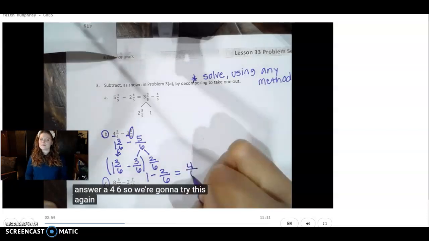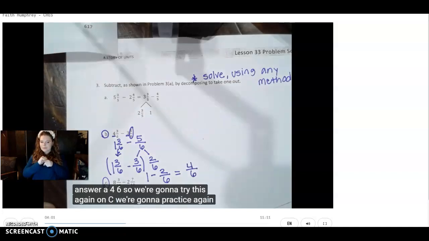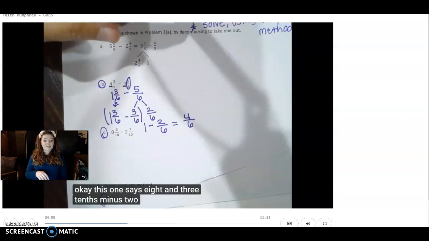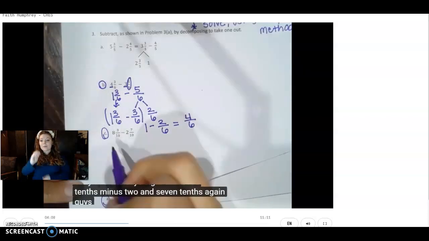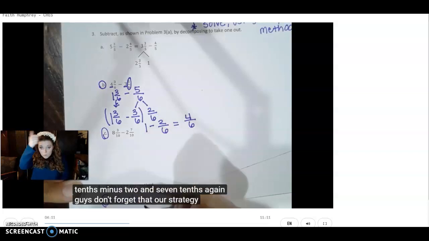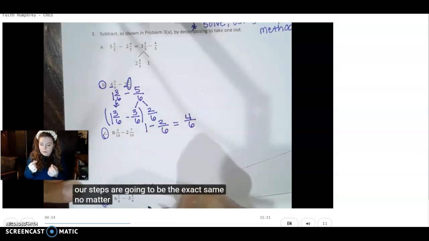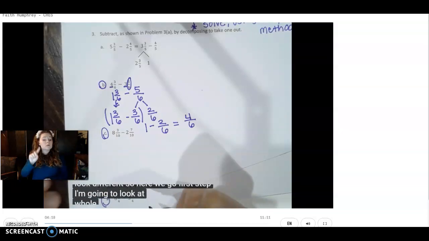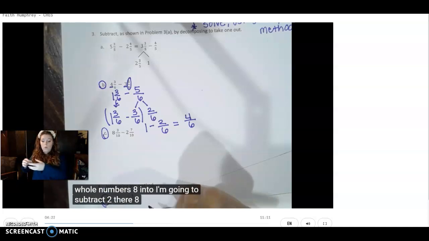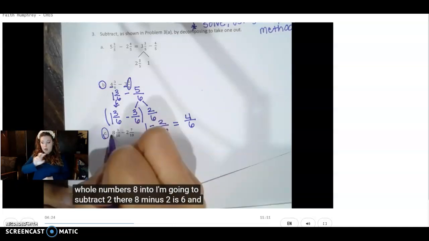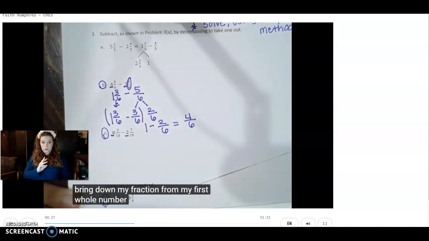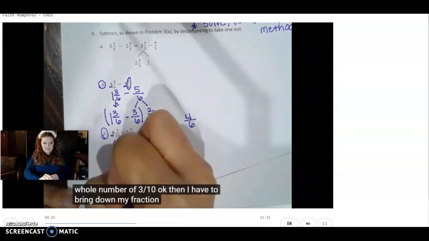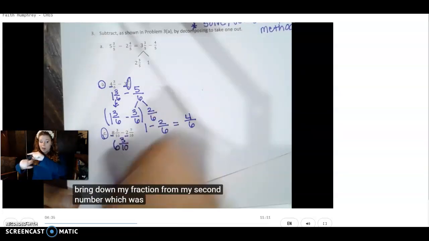So we're going to try this again on C. We're going to practice again. Okay? This one says 8 3/10 minus 2 7/10. Again, guys, don't forget that our strategy and our steps are going to be the exact same no matter what, even if the fractions look different. So here we go. First step, I'm going to look at my whole numbers, 8 and 2. I'm going to subtract there. 8 minus 2 is 6, and bring down my fraction from my first whole number of 3/10. Okay? Then I have to bring down my fraction from my second number, which was 7/10.